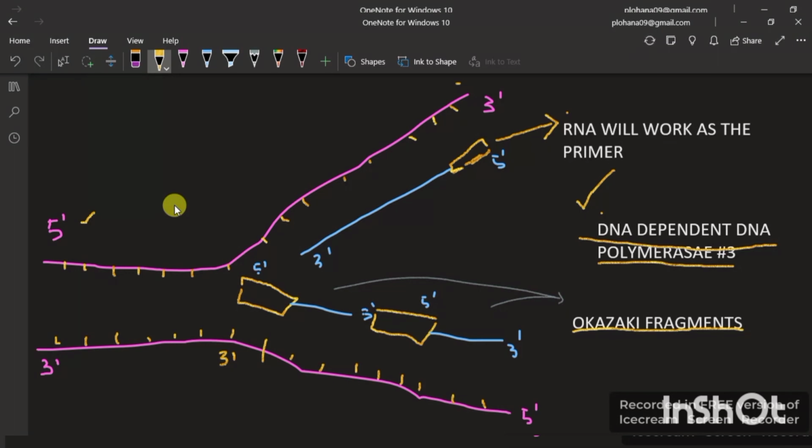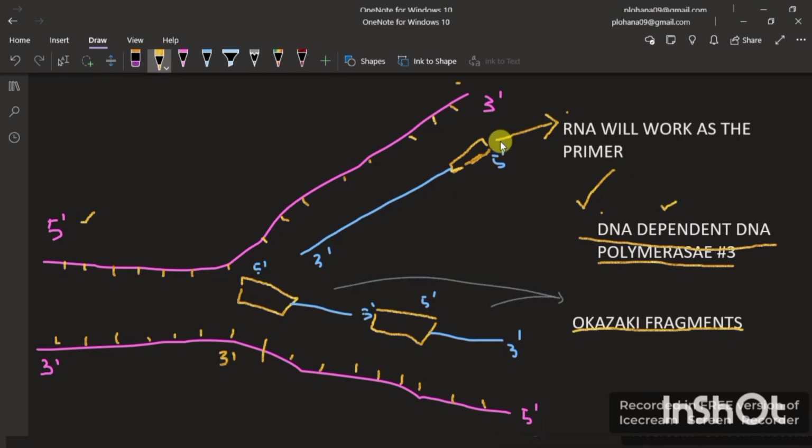And the second activity is that it has exonuclease activity. What is that activity? It means it will cut the nitrogen bases. Because DNA dependent DNA polymerase is a highly efficient enzyme, it can put so many nucleotides in a second only. So it has an exonuclease activity, meaning if it has put some wrong nucleotides, not according to the complementary strand, the exonuclease activity comes in.